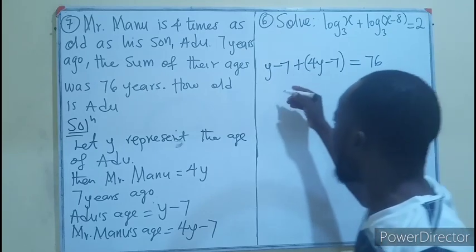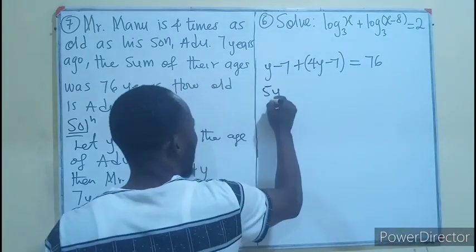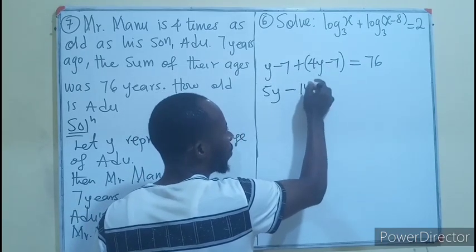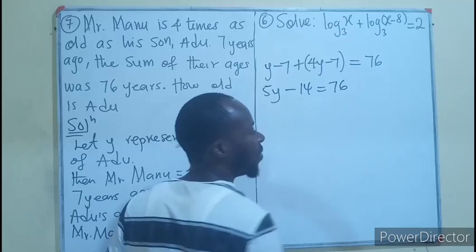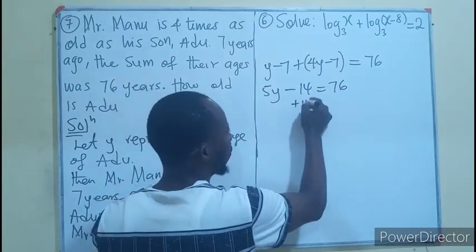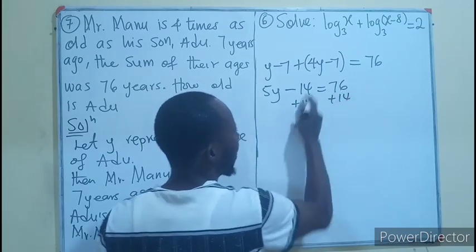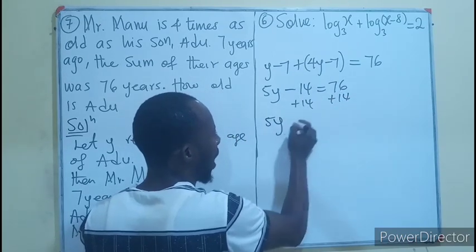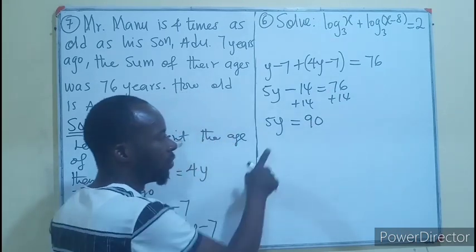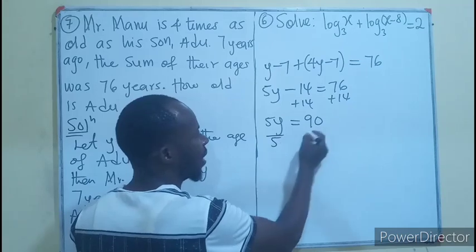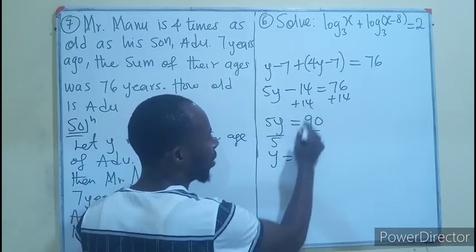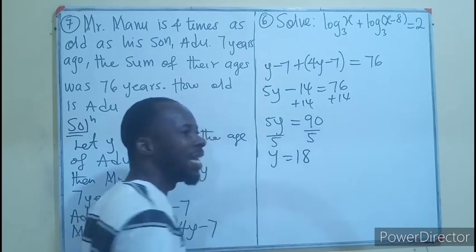y plus 4y will give us 5y. Negative 7 minus 7 will be negative 14, equals 76. Now let's add 14 to both sides. Negative 14 plus 14 will become 0. So 5y will be equal to 90, but we are looking for y. So we divide by 5, divide by 5. Then y will be 18.